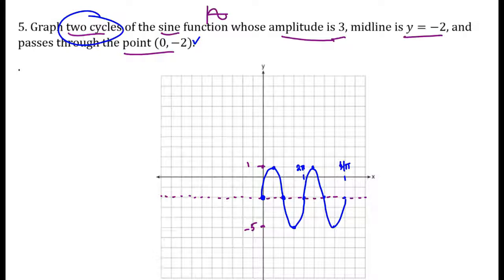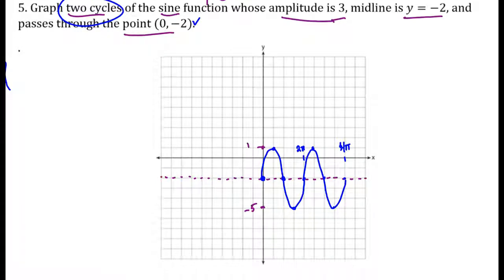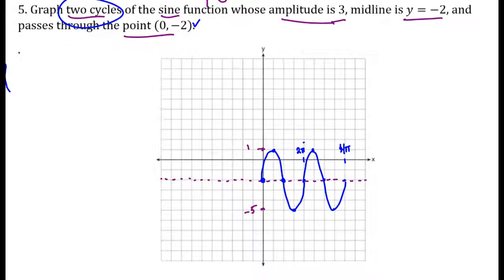So make sure you've labeled your max, your min. Make sure you've kind of drawn in your midline. And the key thing is labeling your period there of saying this is how long it takes to do one cycle. Because it doesn't take 4, 1, 2, 3, 4, it doesn't take 4 boxes. It takes 2 pi radians to get there.